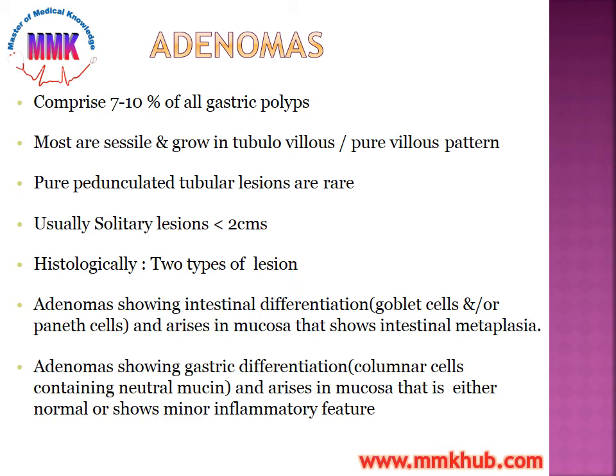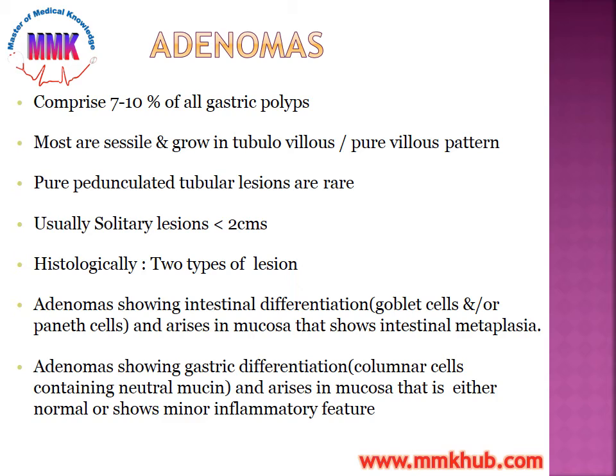Adenomas. Adenomas comprise 7 to 10% of all gastric polyps. Most of the adenomatous polyps are sessile and grow in a tubulovillous or pure villous pattern. Pure pedunculated tubular lesions are rare. Usually, solitary lesions are less than 2 cm in size. Histologically, there are two types of adenomatous polyps.